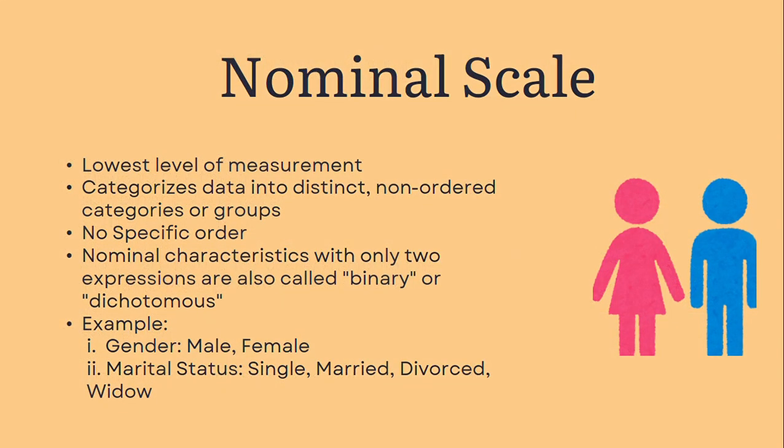Nominal scale. This is the lowest level of measurement. It categorizes data into distinct non-ordered categories or groups. We have categories of data, but there is no specific order. Nominal characters with only two expressions are called binary or dichotomous. When we have two expressions or two categories, it is known as binary or dichotomous. An example is gender, male or female. We have only two categories, so it is known as dichotomous data. Another example of a nominal scale is marital status: single, married, divorced and widowed.